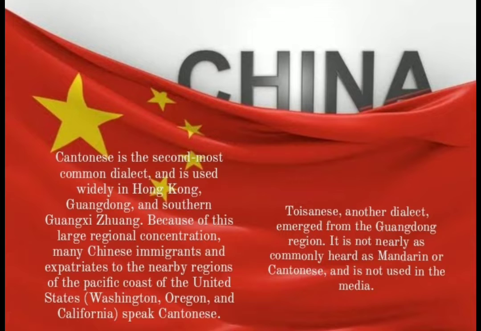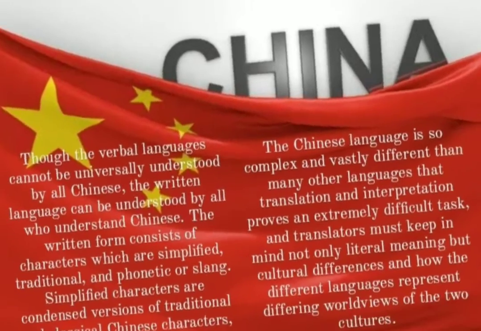Cantonese is the second most common dialect and is used widely in Hong Kong, Guangdong, and southern Guangxi Zhuang. Because of this large regional concentration, many Chinese immigrants and expatriates to the nearby regions of the Pacific coast of the United States, Washington, Oregon, and California speak Cantonese. Toisanese, another dialect, emerged from the Guangdong region. It is not nearly as commonly heard as Mandarin or Cantonese and is not used in the media.